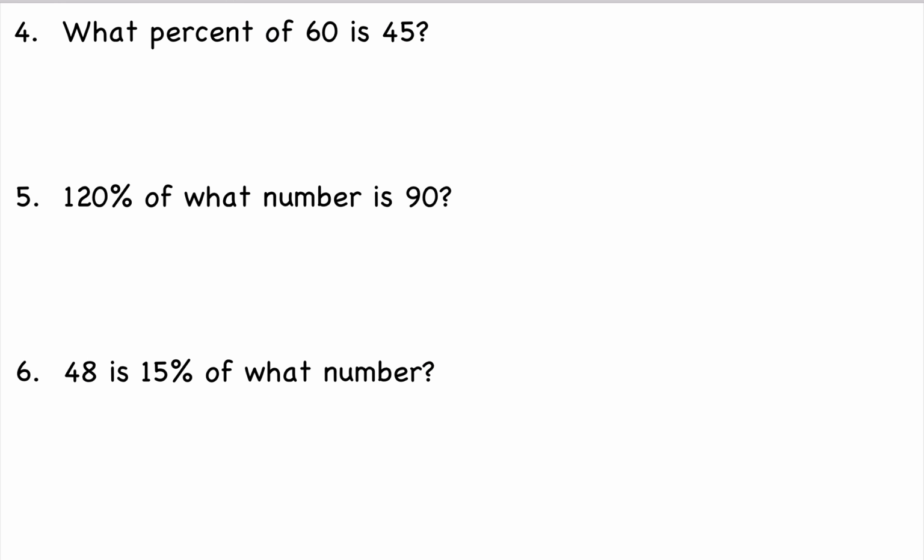All right, here's another one. What percent of 60 is 45? So this time we're looking for the percent. Is 45, of is 60. So here's our setup. We have 45 over 60, is over of equals percent over 100. So we want to cross multiply again. So we're going to multiply 60 times x is equal to 45 times 100.